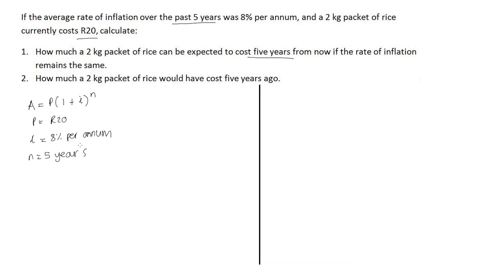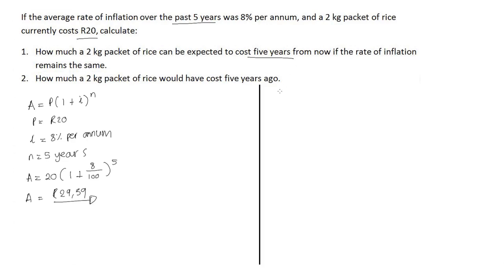We then simply plug in all the variables into the formula, and once simplified, we get a value of 29 Rand and 39 cents. Therefore, we can conclude in 5 years' time, a 2 kilogram packet could be expected to cost 29 Rand and 39 cents. The next question looks at how much a 2 kilogram packet of rice would have cost 5 years ago.